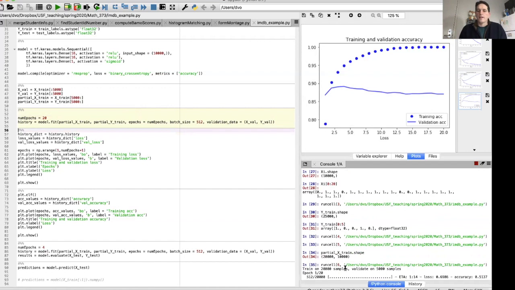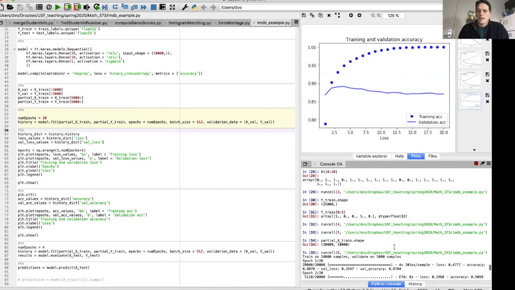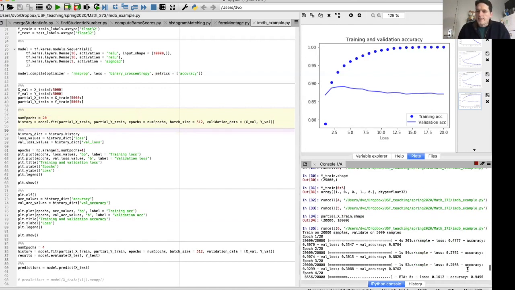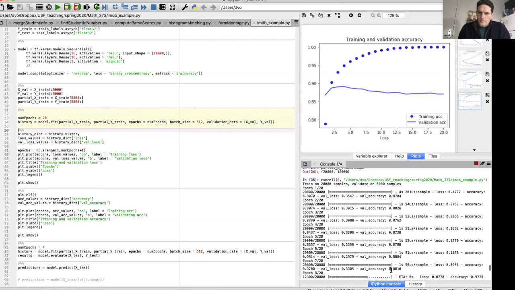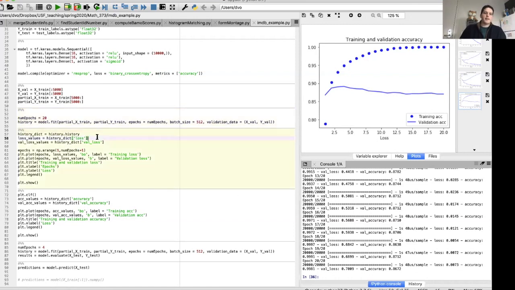You can see here we're on epoch 1. It reports on the accuracy that we're getting. So we're looking at a validation accuracy right now of 87%. Okay, we just did 20 epochs and we have trained our model. And now we're ready to look at the results.